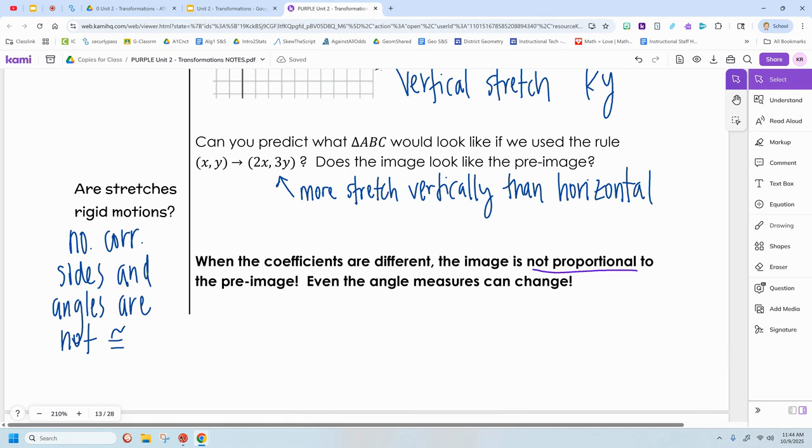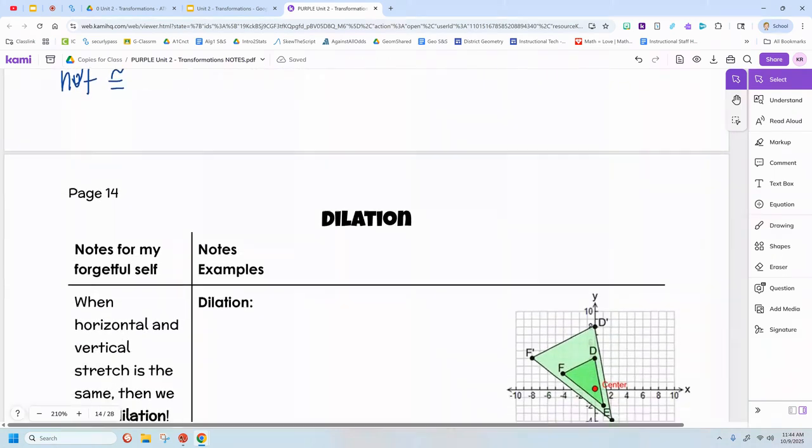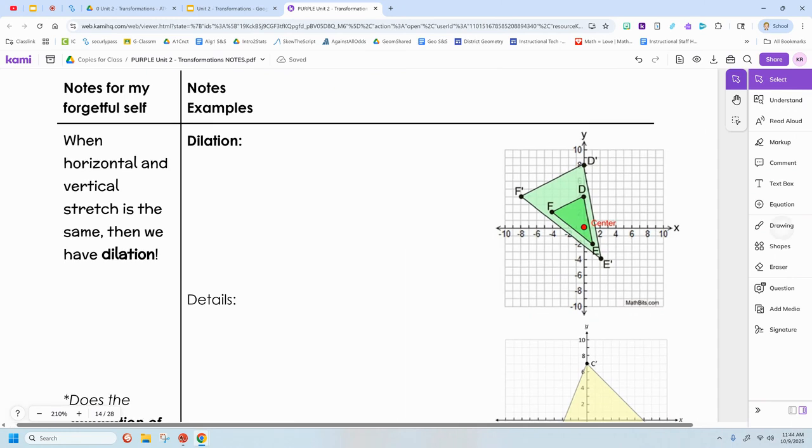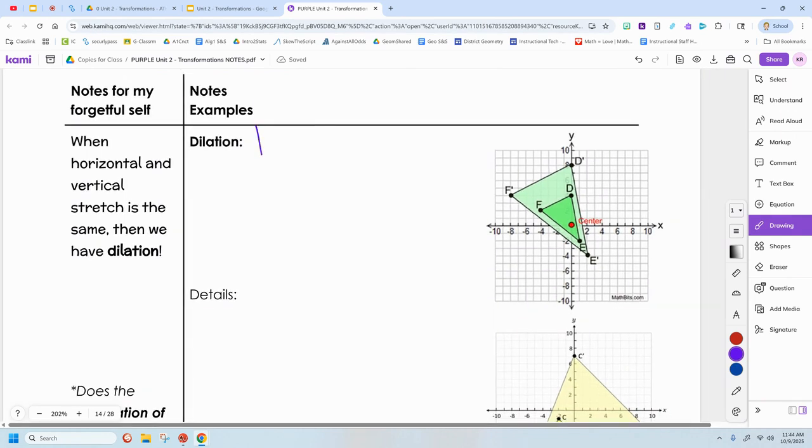Got it? Okay, so dilation. Dilation occurs when both the horizontal and vertical stretch are the same. That's when we have dilation. For dilation, there's a couple things. Our shapes can be enlarged or reduced. So we have shape enlargement.